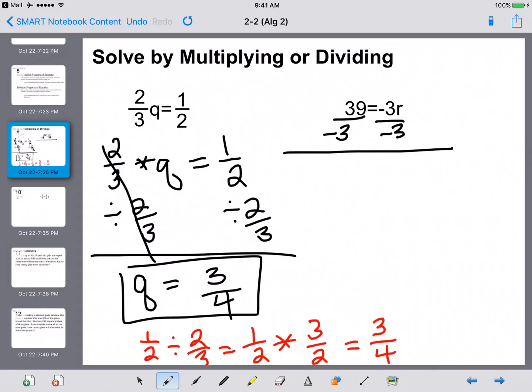When you multiply or divide, negatives come in pairs, so our answer is going to be negative. And 3 goes into 39 13 times. We didn't touch our equal signs. Our negative 3's cancel out. So we have r. So r equals negative 13.